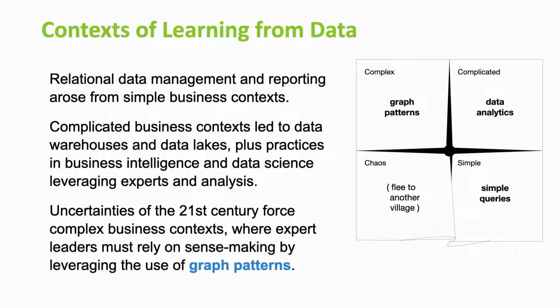And this should be definitely a clue for the way forward with AI. Relational data management and reporting, that all arose from simple business contexts. And that led to things like data warehouses and data lakes, practices like business intelligence. But the complexities, the uncertainties of the 21st century really force leaders to increasingly rely on sense-making by leveraging graph patterns.